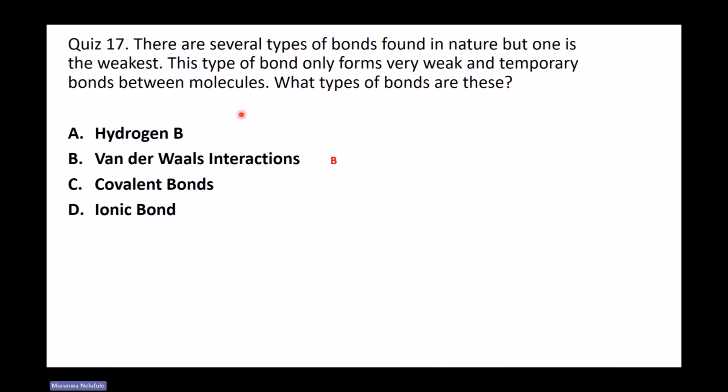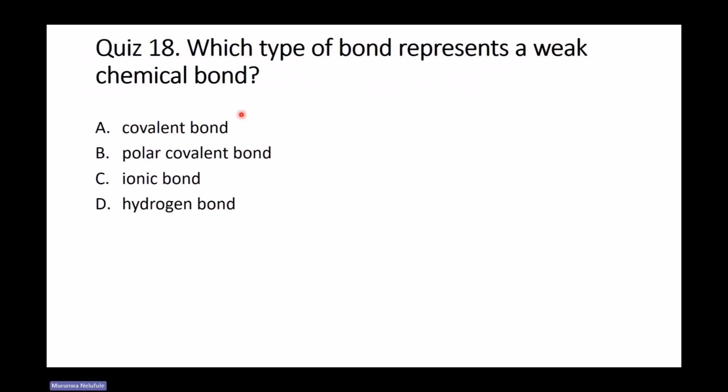These bonds are very weak and occur between molecules. Which type of bond represents a weak chemical bond? B. Hydrogen. Same. Yes.